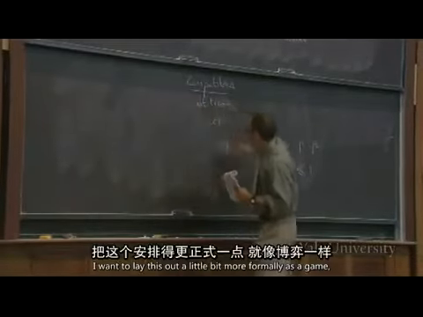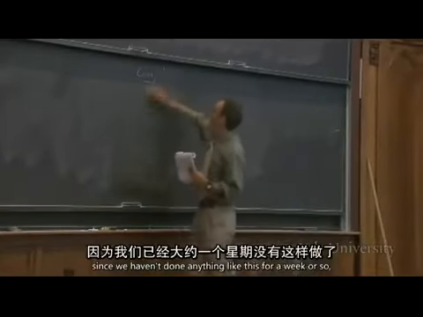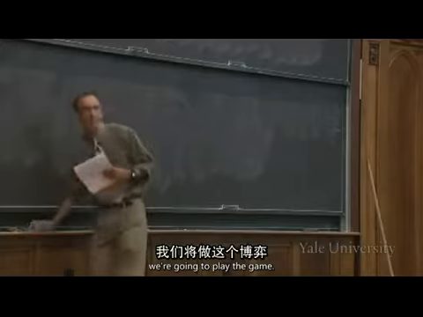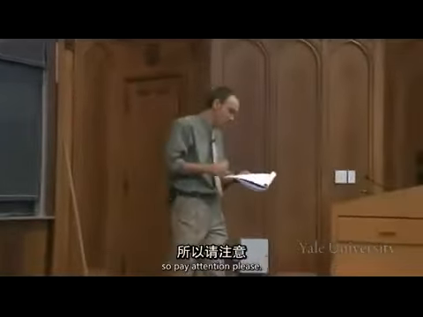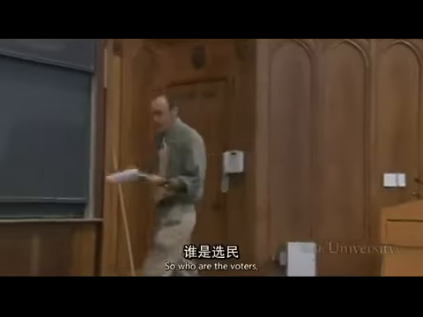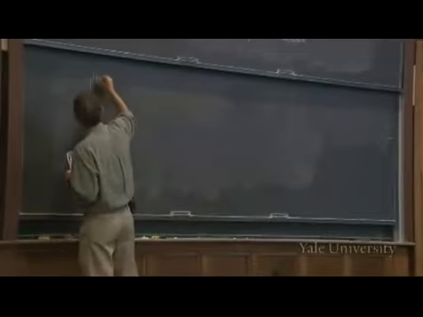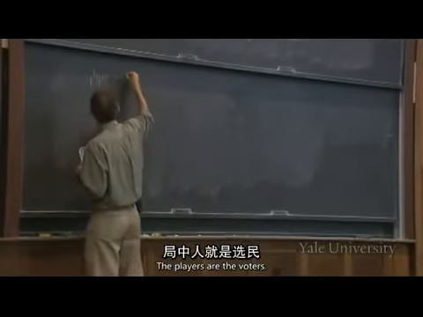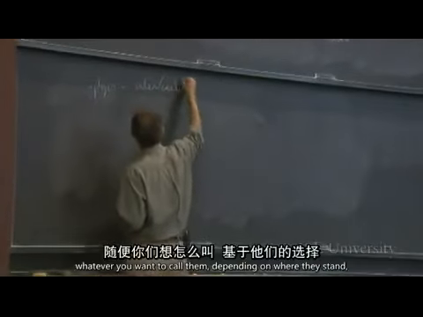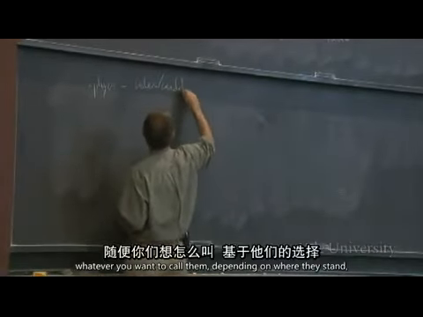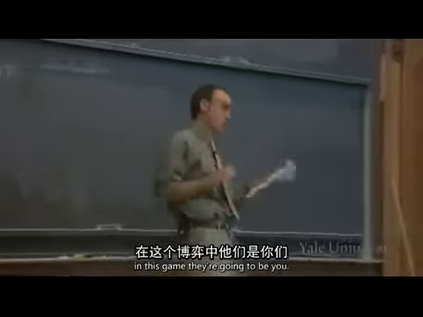So what I want to do is lay this out a little bit more formally as a game, and then, since we haven't done anything like this for a week or so, we're going to play the game. You're about to play this game, so pay attention, please. So who are the voters? Who are the players? The players are the voters, or candidates, whatever you want to call them, depending on where they stand. In this game, they're going to be you.